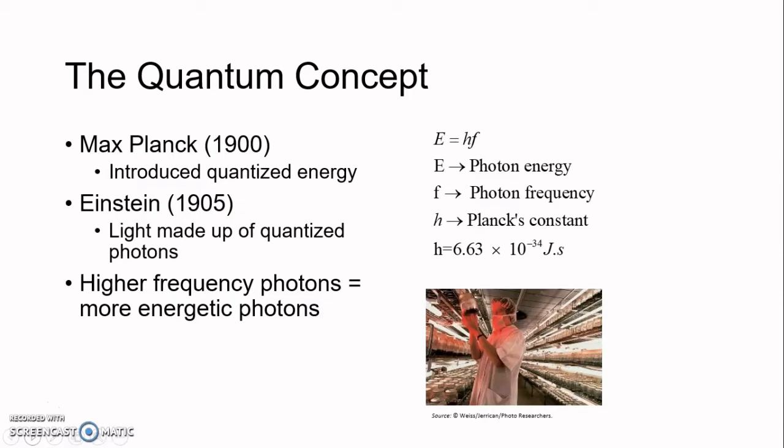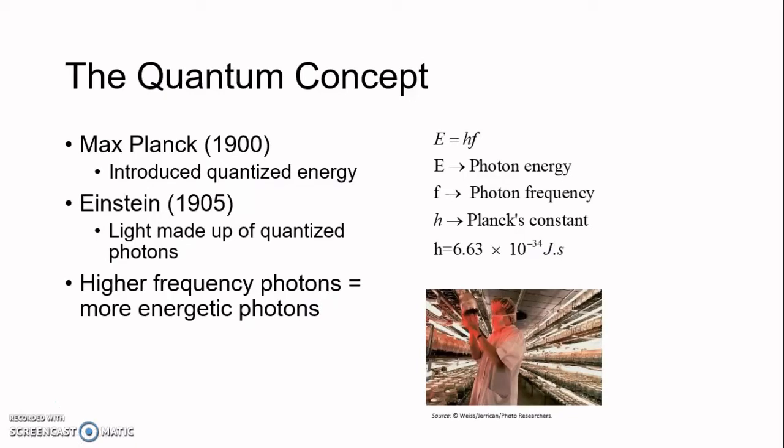A lot of people laughed at that, said that's ridiculous. But then a few years later, Albert Einstein came along. Right around the same time he came up with his theory of relativity, he got into this idea of quantized energy, and proved that light is made up of quantized packages of energy, certain amounts of energy, with no energy in between those two amounts. These packages of energy we call photons. And the higher the frequency of the photons, the more energetic the photons are.